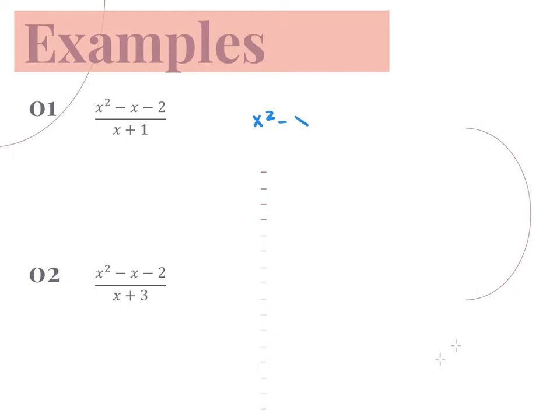X squared minus x minus 2 divided by, now look at the outside or what's on the bottom. Is it in decreasing degree order? Yes. Is there anything missing? No. So that goes on the outside. So I want to look at the first term and the first term. I want to ask myself, what would I have to multiply x by to get x squared? And it's x. So I'm going to put x at the top.